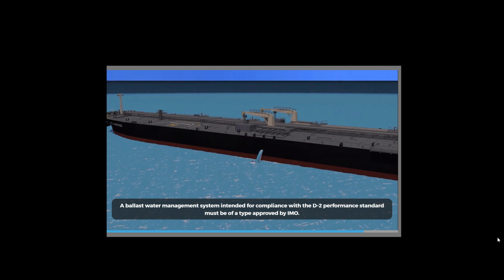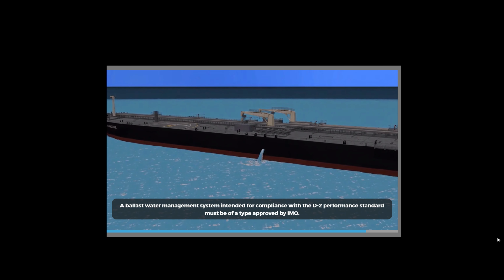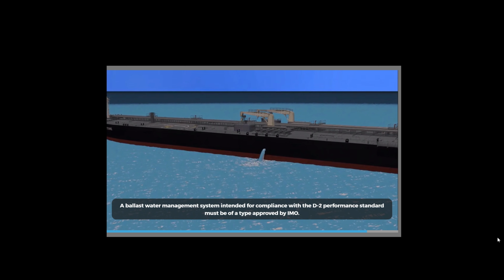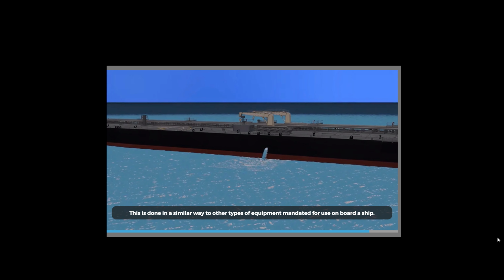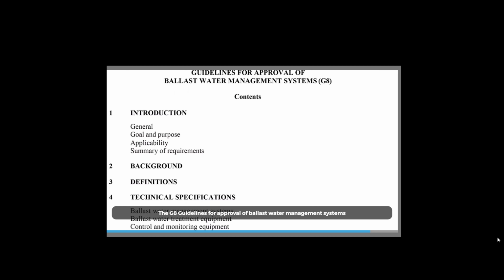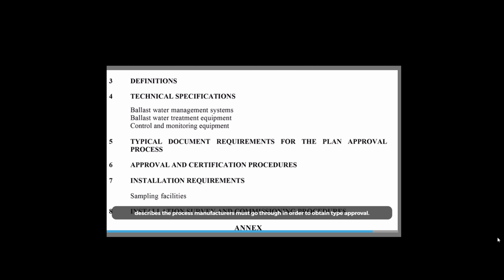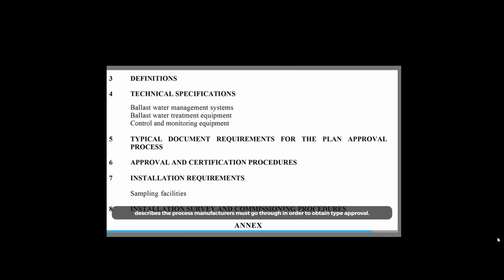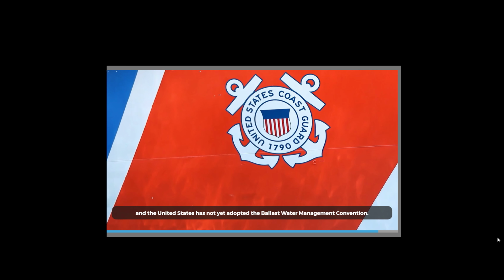A ballast water management system intended for compliance with the D2 performance standard must be of a type approved by IMO. This is done in a similar way to other types of equipment mandated for use on board a ship. The G8 Guidelines for Approval of Ballast Water Management Systems describes the process manufacturers must go through in order to obtain type approval. The USCG has its own regulations for ballast water management, and the United States has not yet adopted the Ballast Water Management Convention.